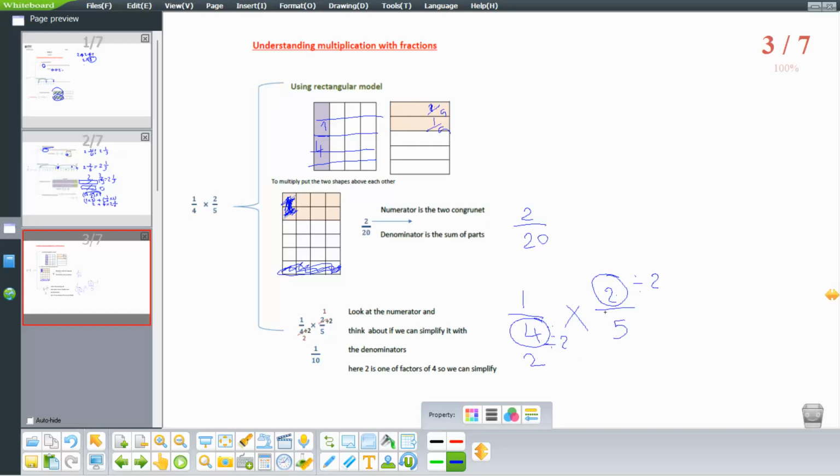It will be 2 divided by 2 is 1, and 4 divided by 2 is 2. So now we have 1 over 2 times 1 over 5. So the new numbers: 1 times 1 equals 1, and 2 times 5 equals 10. Here, if we simplify 2 divided by 2 and 20 divided by 2, it will be 1 over 10.